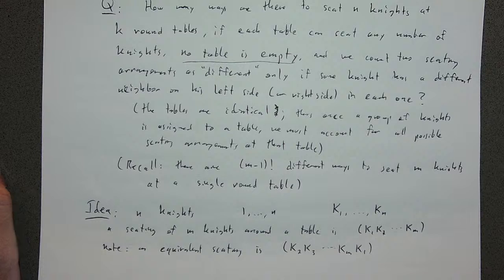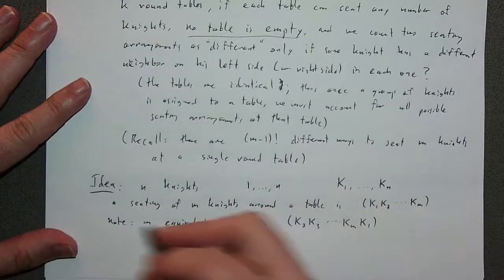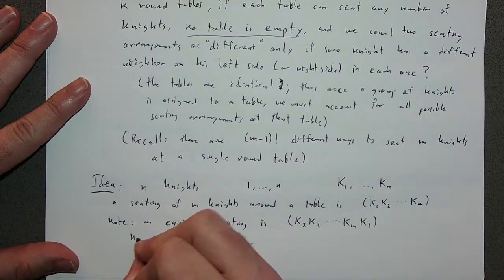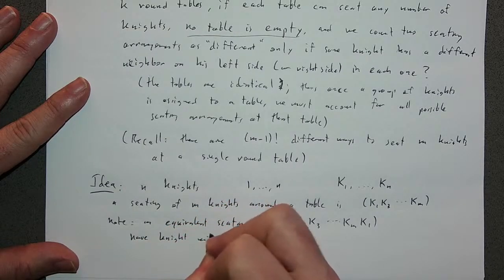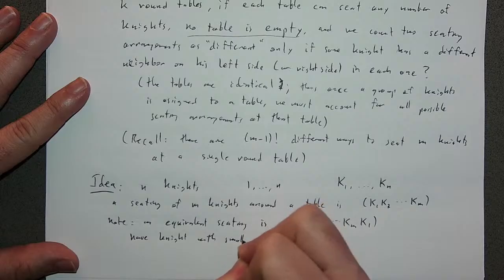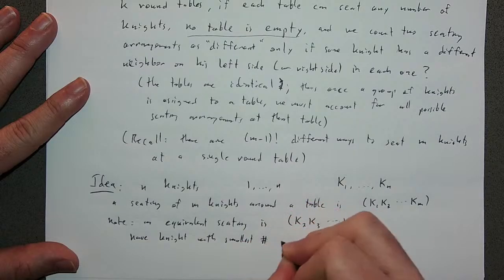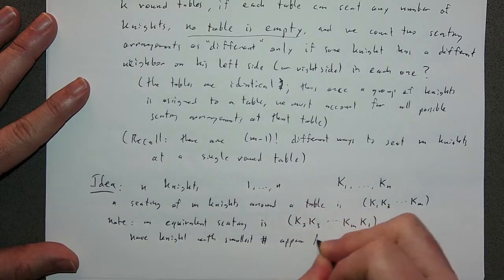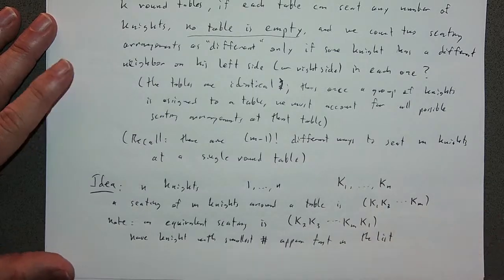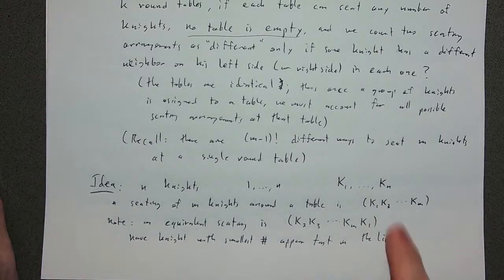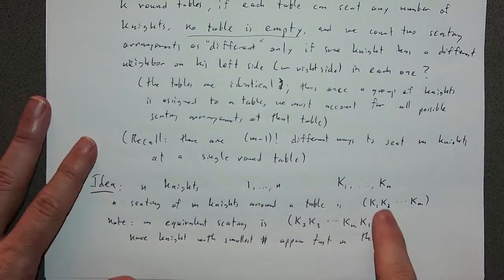So then if we want this notation we're using to be unique, we should have the knight represented by the smallest number appear first in the list. All right, so have the knight with the smallest number appear first in the list so that we have uniqueness here, because otherwise we're going to be double counting.